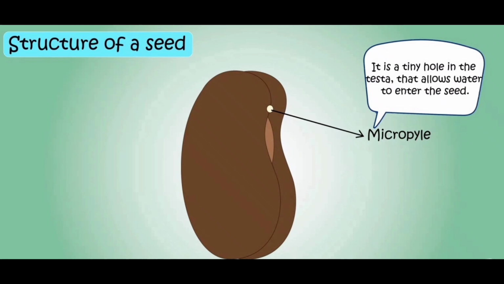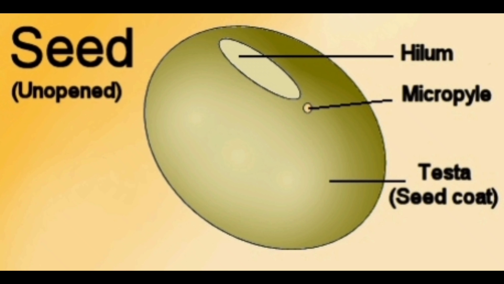Structure of a seed. Micropyle. It is a tiny hole that allows water to enter the seed for the baby plant. Next, hilum. It is a place where the plant starts to grow, and it is present near the ovary wall. Next, seed coat. What is meant by a seed coat? It is a thin layer which protects the seed and the baby plant from damage. Another name for the seed coat is testa.